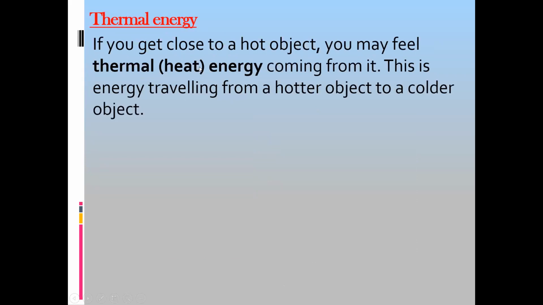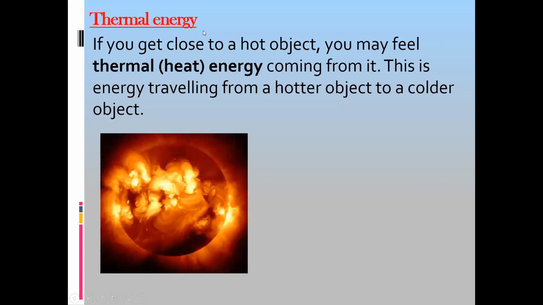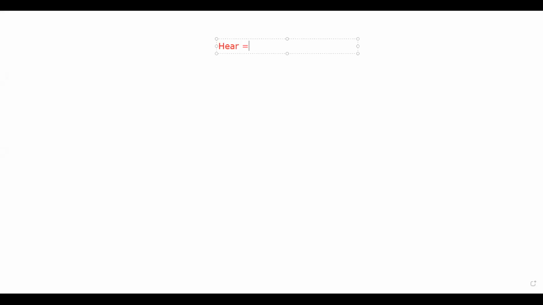Thermal energy, or we can also say heat energy. The energy which is coming from hot objects, we call that as heat energy or thermal energy. Like for example, the sun is producing light also, and it is also producing heat. But this thermal energy or heat energy is basically divided into two categories. Heat energy can be thermal energy, it can be internal energy.